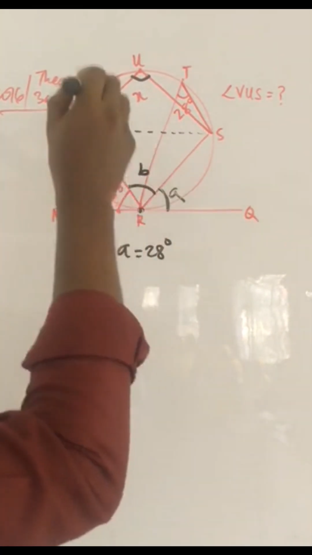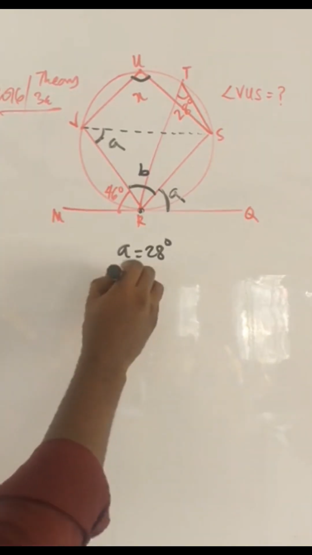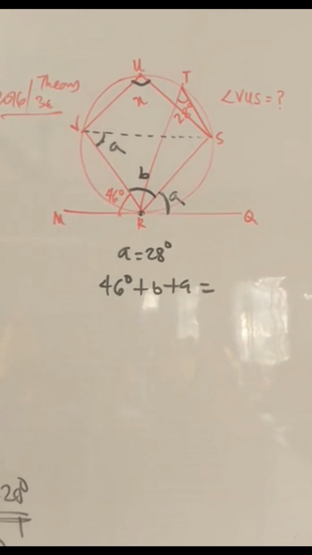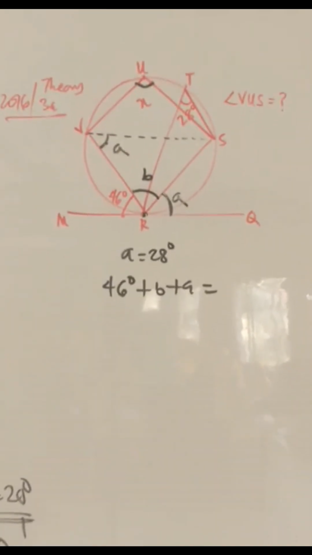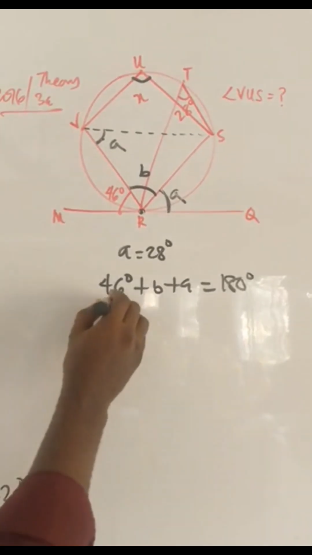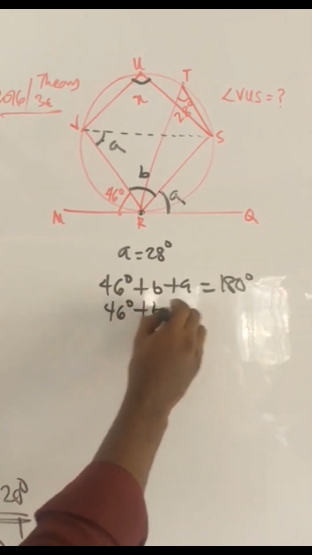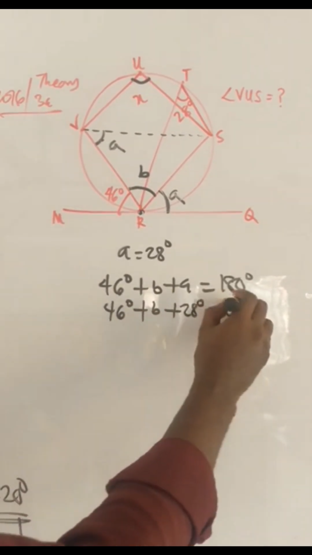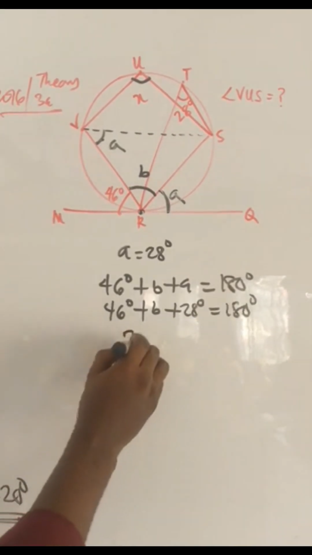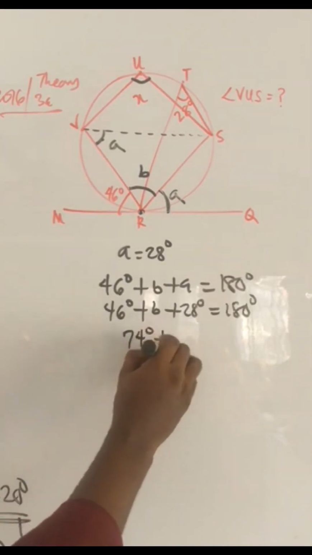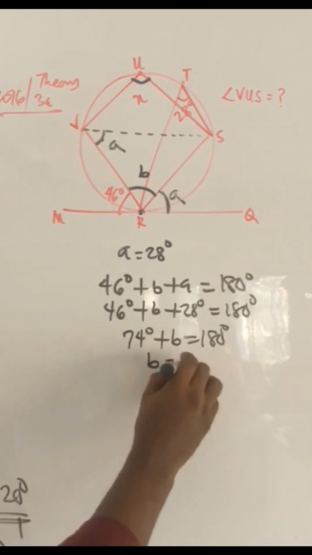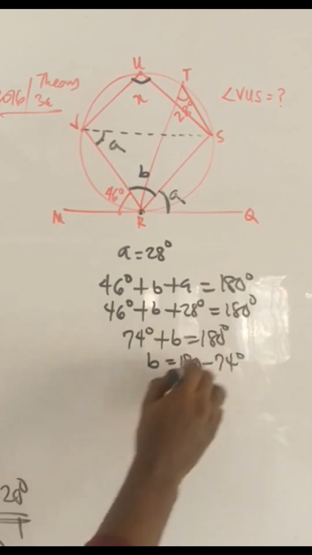Let's label this angle as B. Definitely 46 degrees plus B plus A must give me what, class? Must give me what? Now equals to what? What's the value of A? A is what? Equals to, now 46 plus 28 gives what? 70 plus 18 equals to what? From here, what is the value of B?